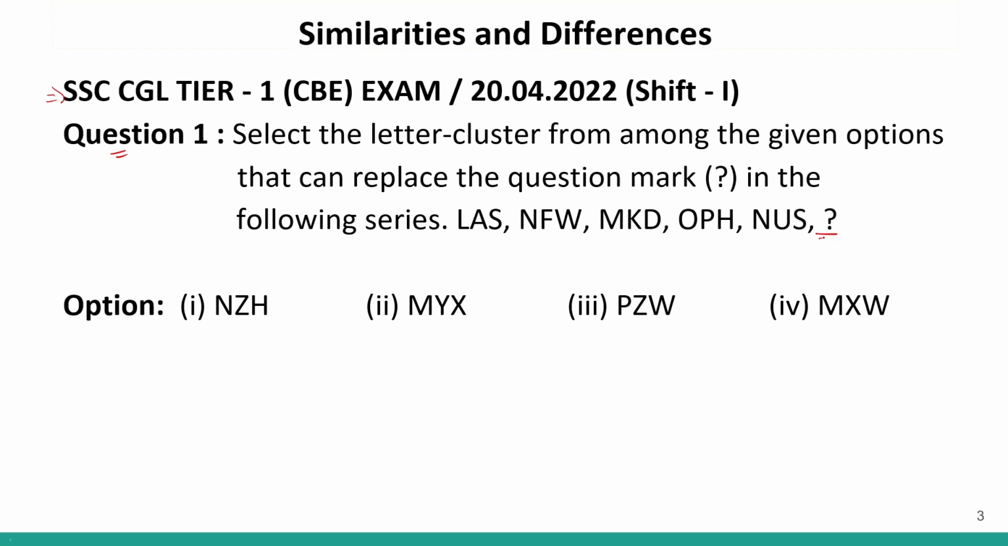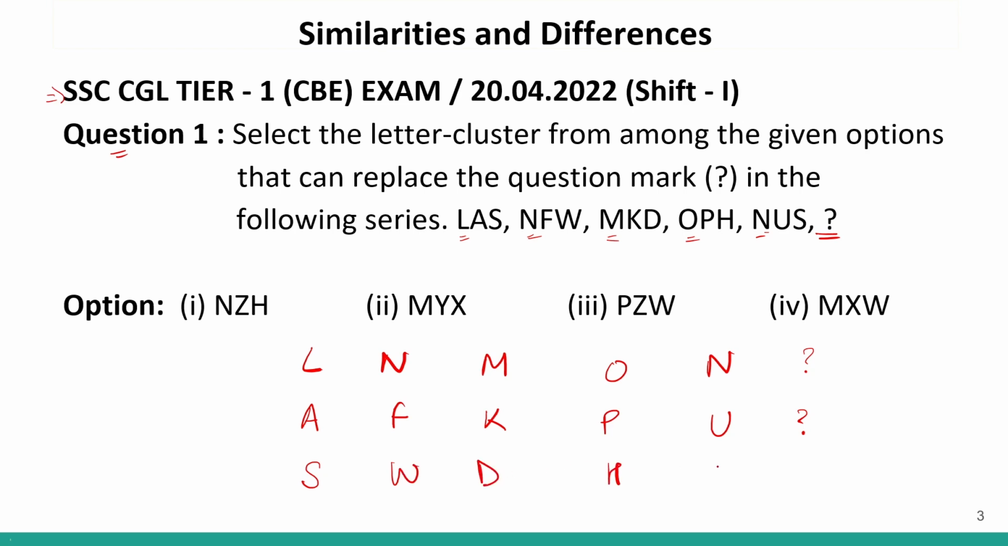In this question, we have to find out the missing element in this particular series. So I told you that whenever you see such a series, we have to assume that each of these alphabets follow a different series. So our first series will be L, N, M, O, N, and then we have to find out. Similarly, the next series will be A, F, K, P, U, and then we have to find out, and S, W, D, H, S, and then we have to find out.